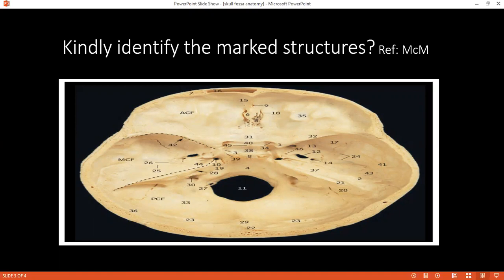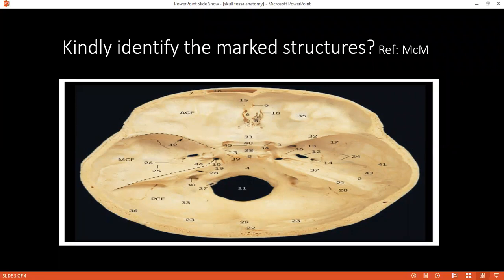Okay. What are the structures which pass through the foramen ovale? Yes, ma'am. The structures passing through the foramen ovale are the mandibular branch of the trigeminal nerve, accessory meningeal artery, lesser petrosal nerve, and the emissary veins. Can you identify which number is the foramen ovale? It is number 12 on the right side.